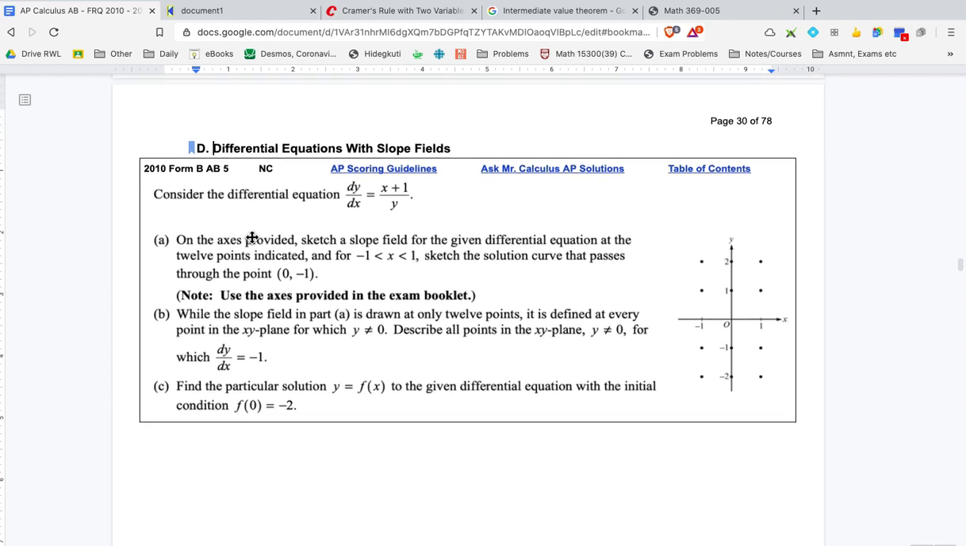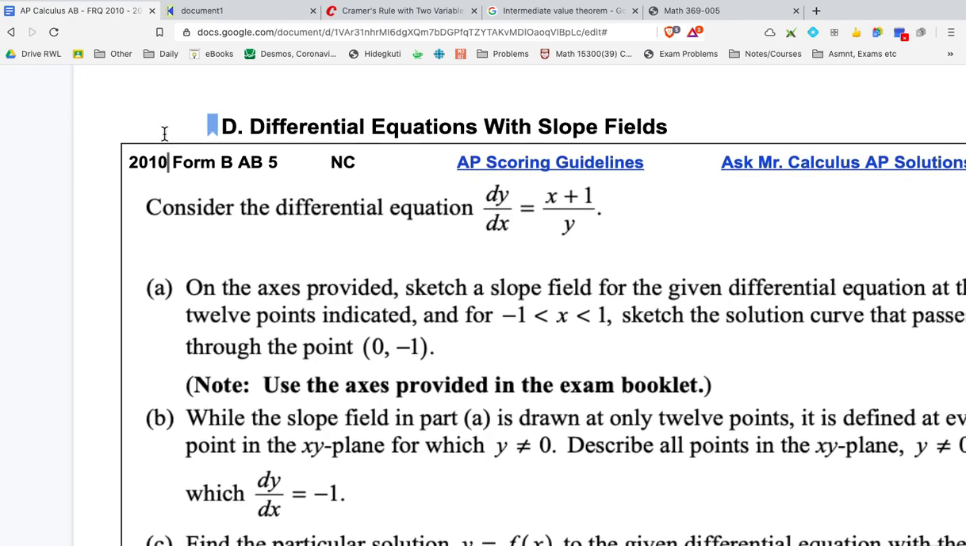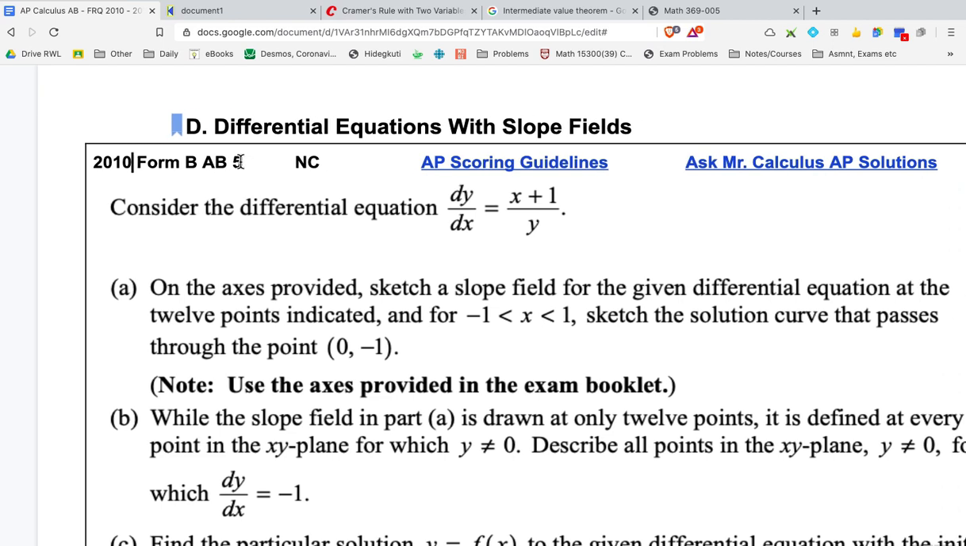Okay, and then what you do is you see the questions here. These ones I haven't numbered yet, but this part right here, I'll just zoom in on that, 2010 is the 2010 test. Form B represents, up to 2011, I think, they had two sets of tests. They had the regular test and what's called Form B.